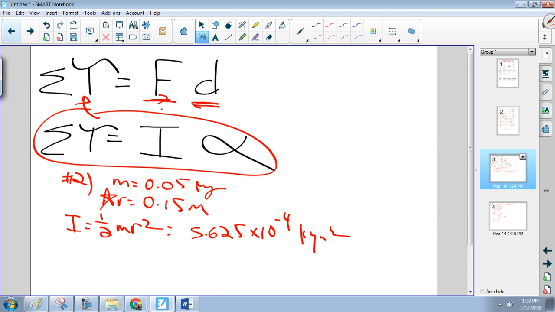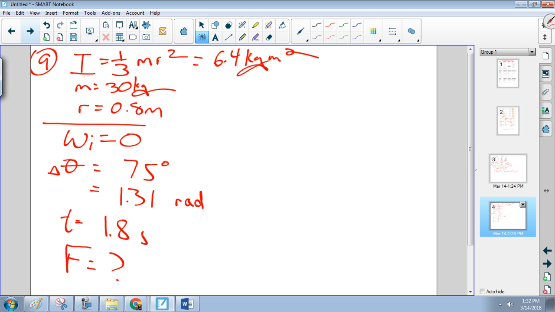Again, Fd equals I alpha. We're looking for a force, right? To find the force, we need to know the torque. To find the torque, I have to find I and alpha. I already know I. Now I have to find alpha. Do we see a way that we can use some of this information to find our alpha? Sure, go ahead and get us started.